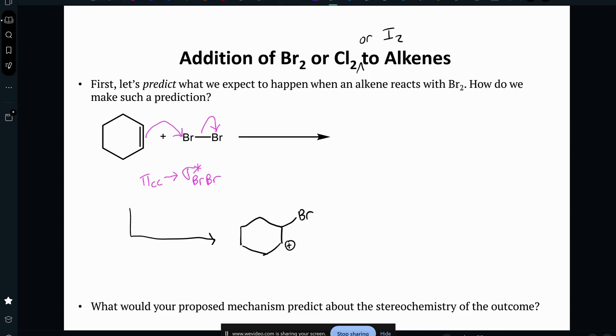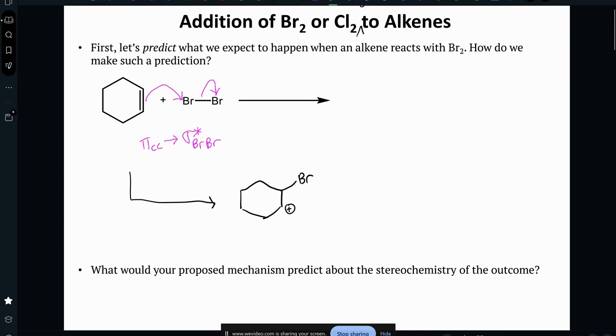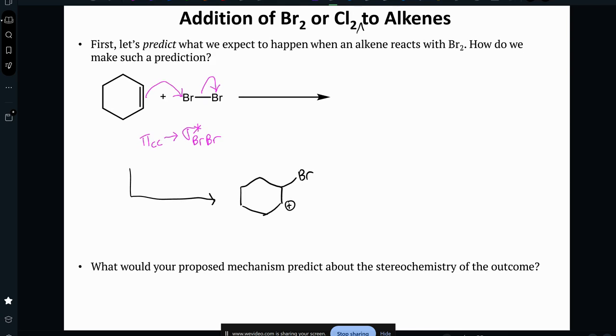So now I know a carbocation is going to fall in love with the first nucleophile it sees. In this case, that would be the Br minus that was just created. So that's going to come in and bond to the carbocation. So that would give me a product that looks like this.